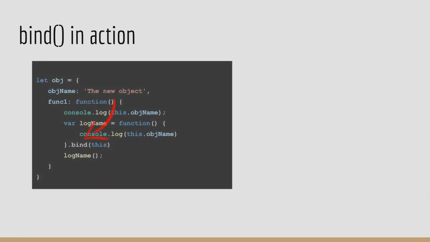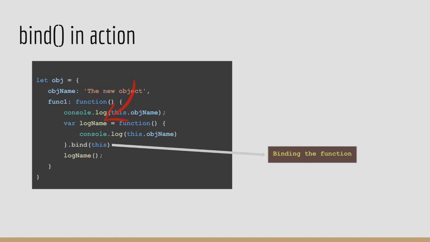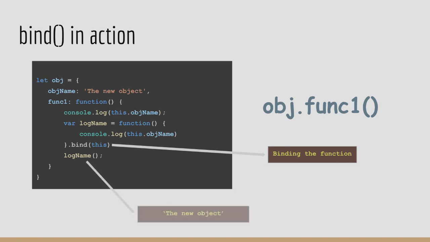Consider our previous example again. This time around, when we define the logName function, let us also call a bind on it. And to that, let's pass the value of the object that we are currently inside. When we do that, logName now gets assigned a function on which the value of this has been set to be the object obj. So, in the next line, when we execute the logName function, unlike the last time, we get the correct log instead of undefined, because this.objName correctly resolves to the variable on the obj object this time.